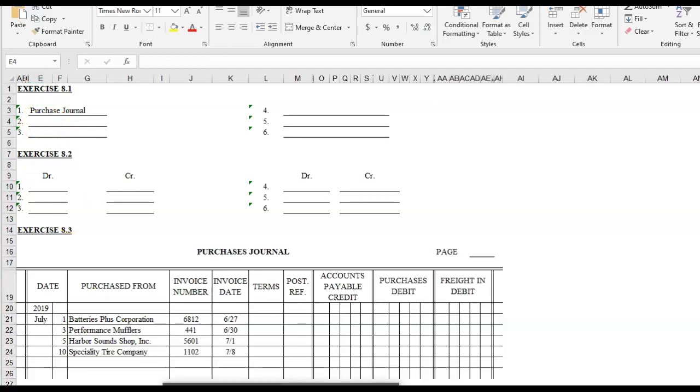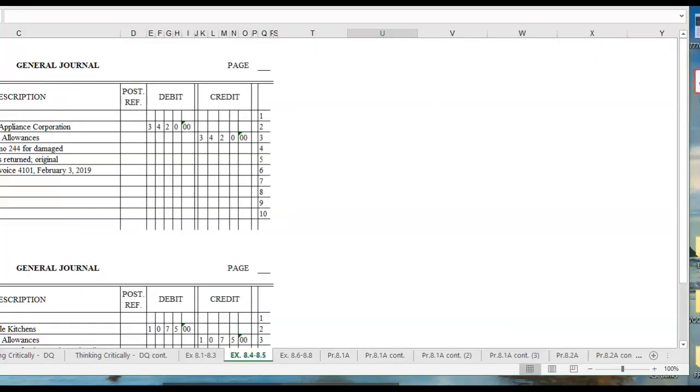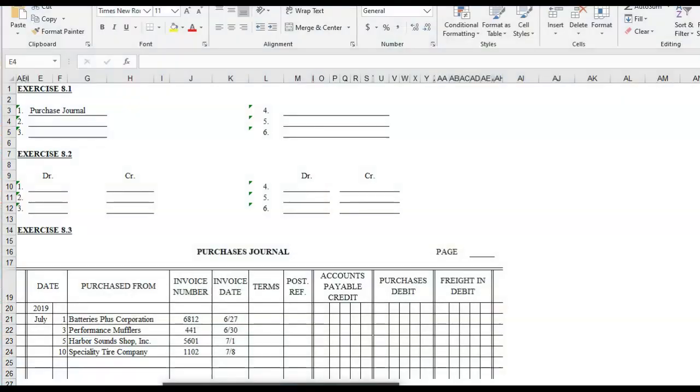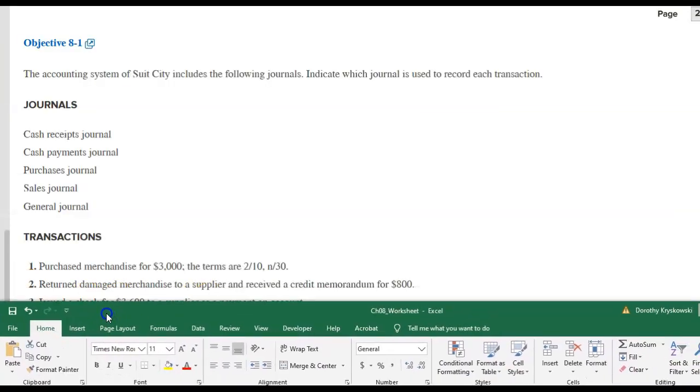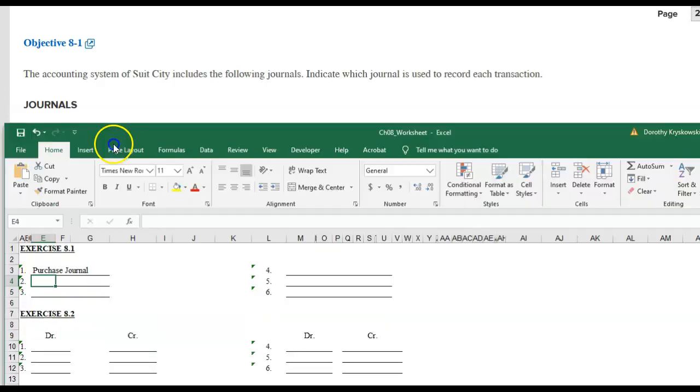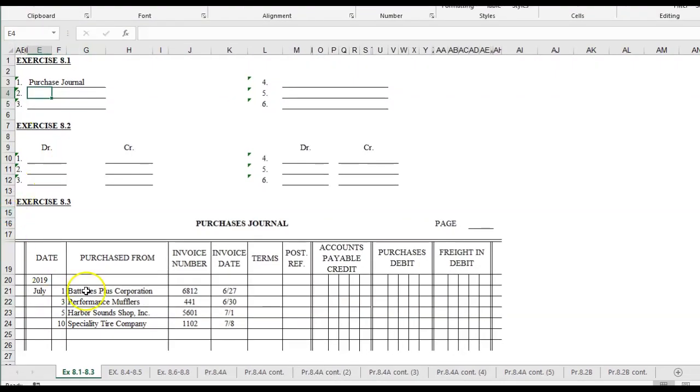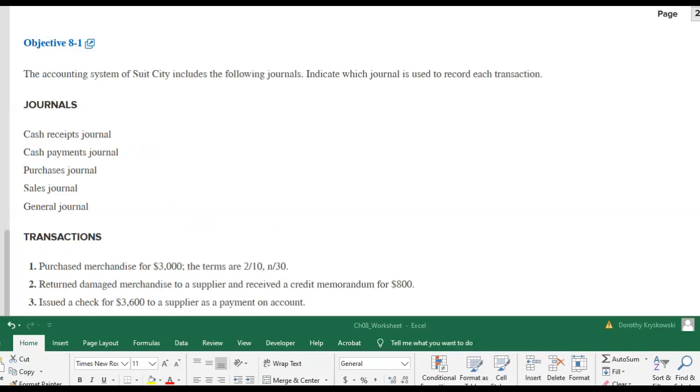Okay, the next one, which I do want to go back to the book. Return damaged merchandise to a supplier. Actually, I'm going to pause for 1 second. Okay, let's move on. Let's read number 2. Return damaged merchandise to a supplier and received a credit memo for $800.